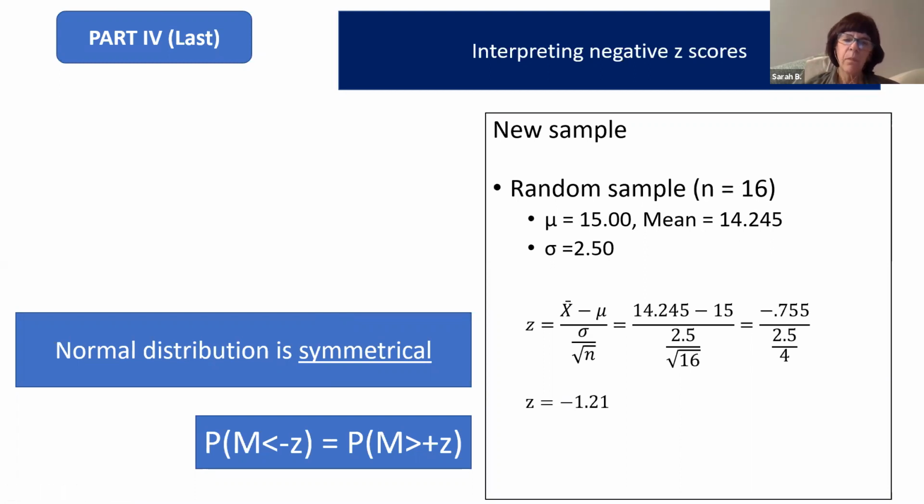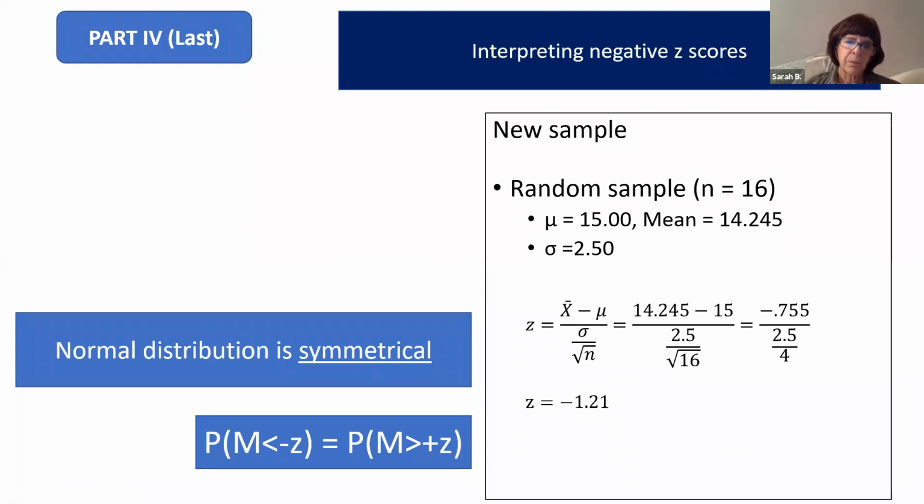14.245. So to get your z, you take the sample mean, subtract mu, and you divide it by the standard deviation of the population divided by the square root of n. This whole term in the denominator is the standard error of the mean. So here you go, your values for the equation. You get a negative numerator because your obtained mean is lower than your population mean. So you're going to get a negative z-score.